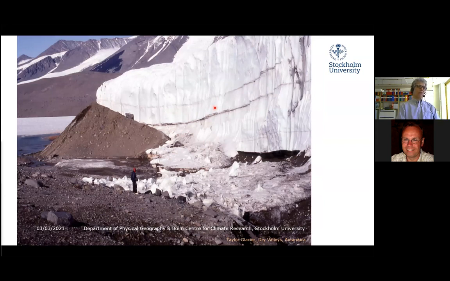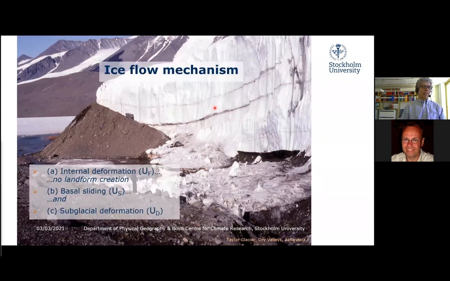How do they flow? And then it turns out if you study the flow of glaciers, there are basically three ways in which the ice is being propelled forward. One that we call internal deformation. In the next slide, you see that for that they use the term UF. So U is velocity and then F. And internal deformation means that the ice at the base is steady, so it doesn't move at all. So all movement is part of the ice through the ice thickness. So it's a deformation thing.